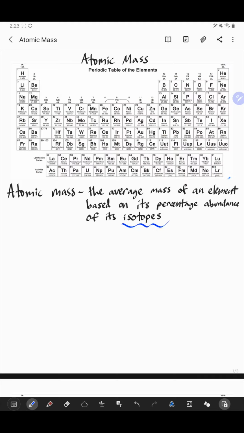Remember, an isotope is just an element with a different mass number. So a common example would be carbon 12 is one isotope and carbon 13 is another isotope. See that it's the same element but a different mass number, and recall that mass number is protons plus neutrons. So it's the average mass of all the isotopes averaged out.